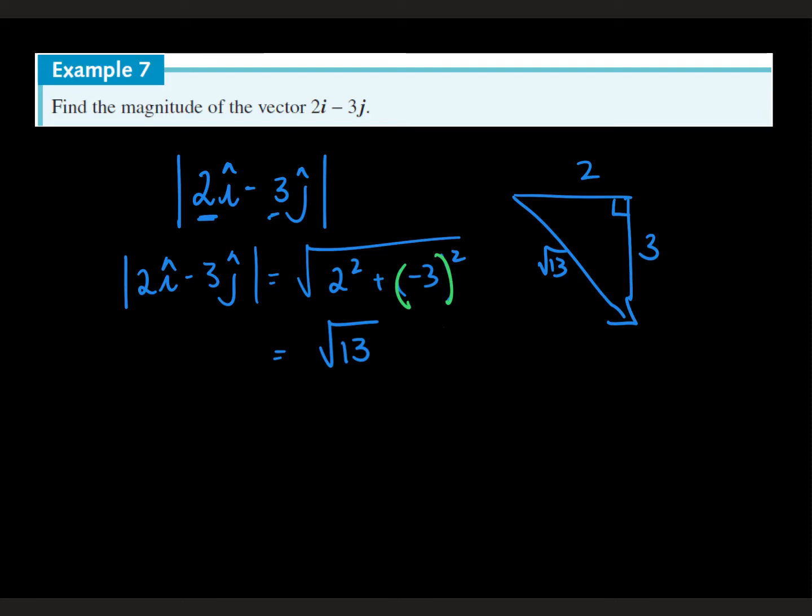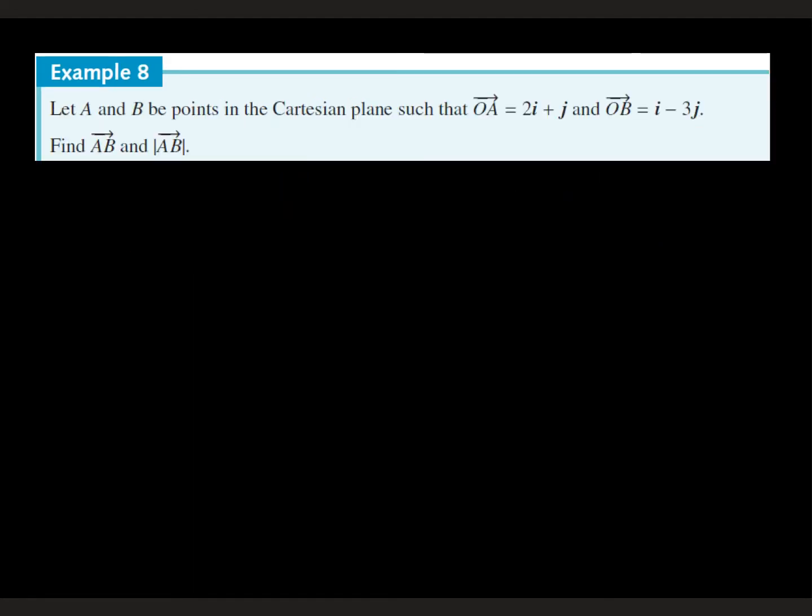Remember, when we're talking about the magnitude of something, we're talking about its length, or its distance from 0. So it's not something that has direction, it's just the raw length of it. Hopefully all of these concepts are coming back from last year. Let's look at this next one.